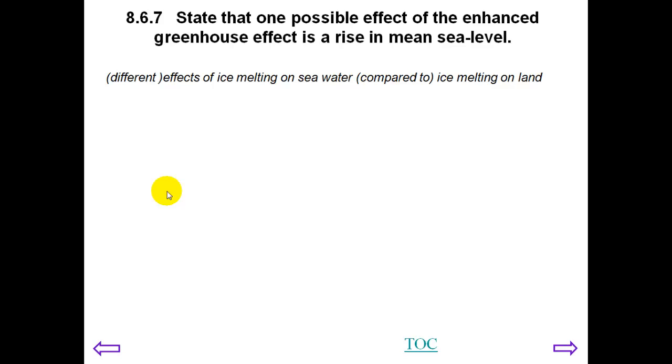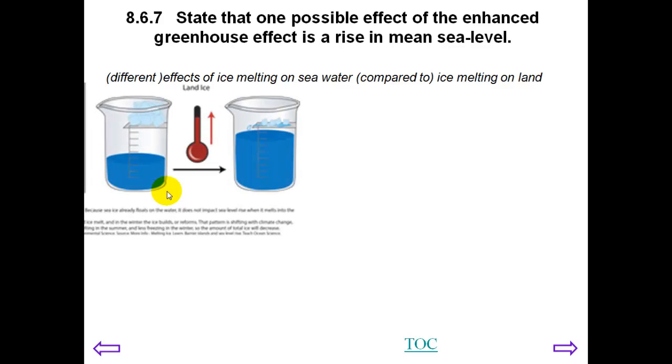State that one possible effect of the enhanced greenhouse effect is a rise in the mean sea level. Here again, we need to compare ice which is melting on land with ice which is melting in the sea. This is the ice that is melting on land. The ice is held above the sea level. When it melts, it will add to the volume of water, so the volume of water will increase as the ice melts. This is the case for ice on land, such as glaciers.